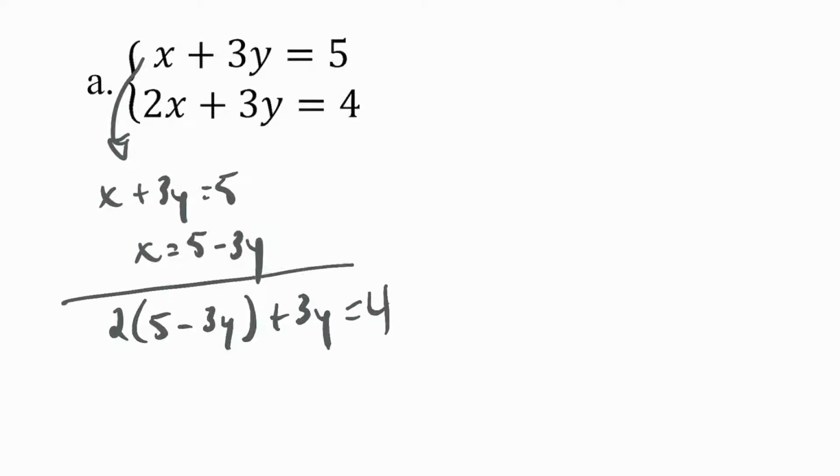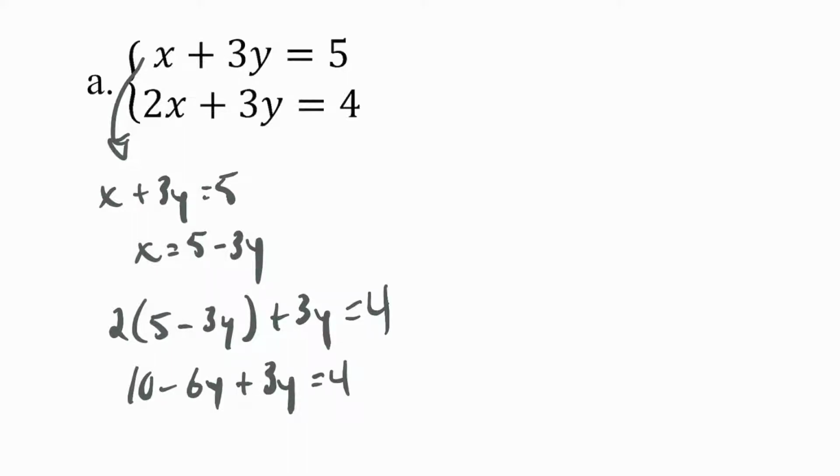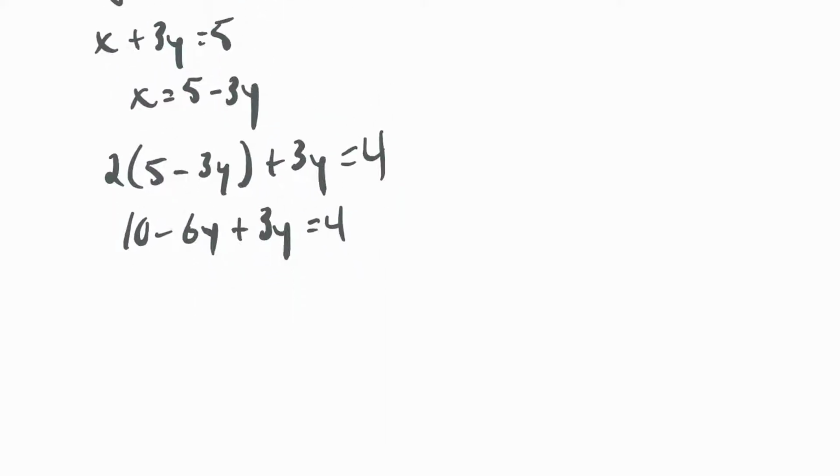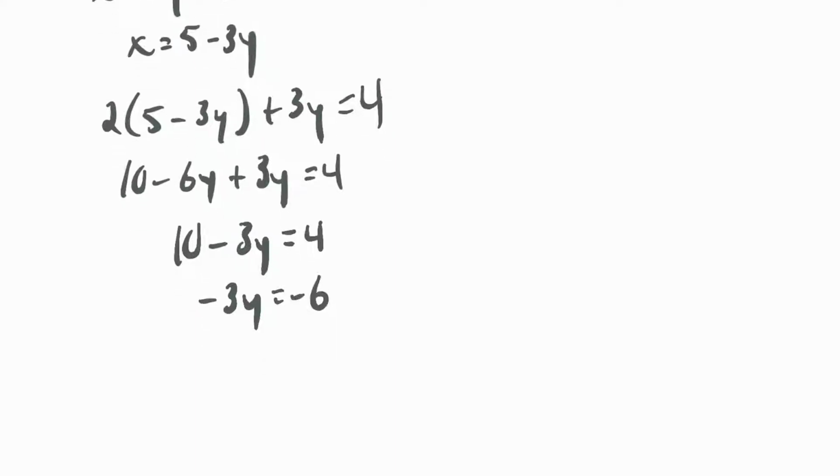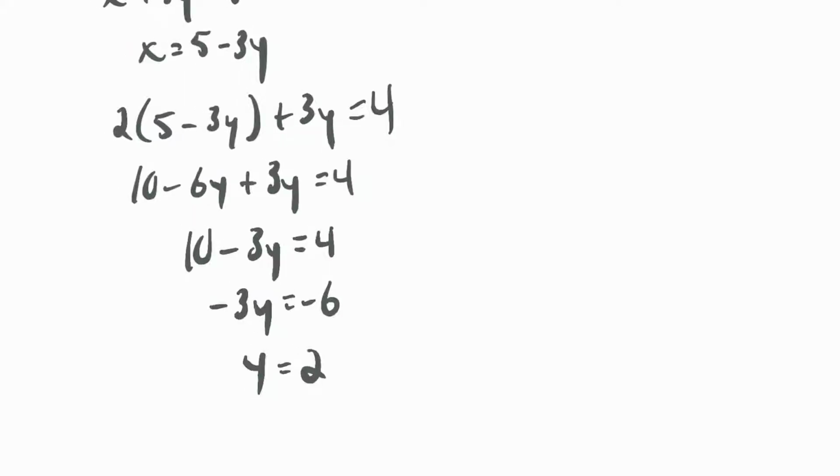And what happens is I now have an equation with one variable. This is now a linear equation. So I'll distribute the 2. So I have 10 minus 6y plus 3y equals 4. And I'll combine like terms. So 10 minus 3y equals 4. And I just want to get y by itself, so I'll subtract 10 on both sides. So negative 3y equals negative 6, right? 4 minus 10 is negative 6. And I'll divide by negative 3 on both sides. So y equals 2.